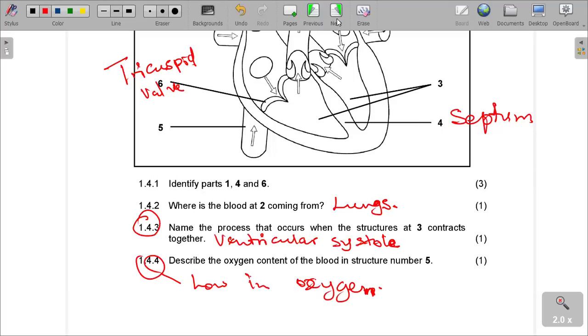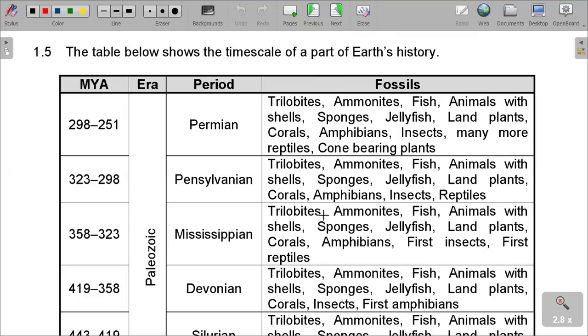And then, next question, 1.5. It's a table that shows the time scales of a part of the Earth's history. I'm sure that you know, it's million years ago.